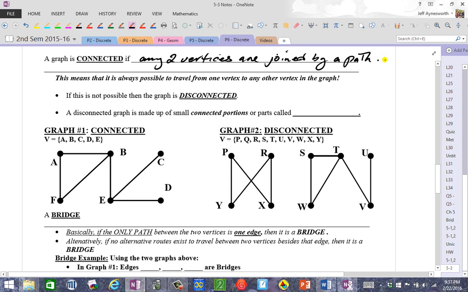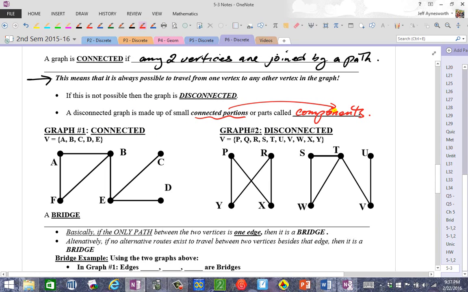This means that it is always possible to travel from one vertex to another vertex in the graph. Because if there was no edge connecting them, then it would be disconnected, guys. It would be isolated, or at least part of the graph would be isolated. A disconnected graph is made up of small connected portions or parts called components.